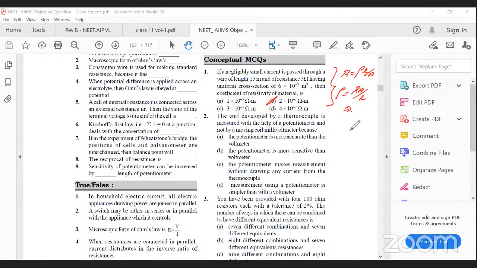Good one. Let's see the second one. The EMF developed by a thermocouple is measured with the help of a potentiometer and not by a moving coil multimeter, because... What is a thermocouple? It is a sensor used to measure temperature. Right? So then what is the answer?